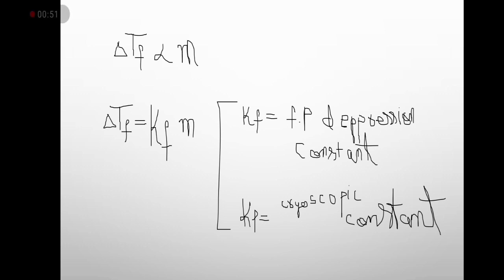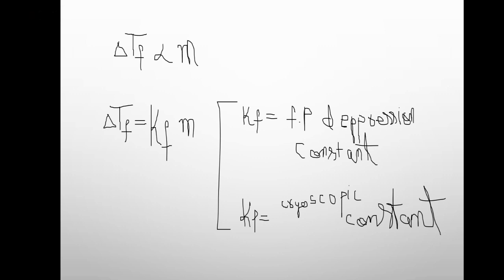It has been experimentally observed that the depression in freezing point, delta TF, is directly proportional to the amount of non-volatile solute that is being added. Delta TF is equal to Kf into m. Here Kf is the freezing point depression constant, and Kf is also called the cryoscopic constant. Note that this is a colligative property because the quantum of depression in freezing point is directly proportional to the amount of non-volatile solute added to the solution.